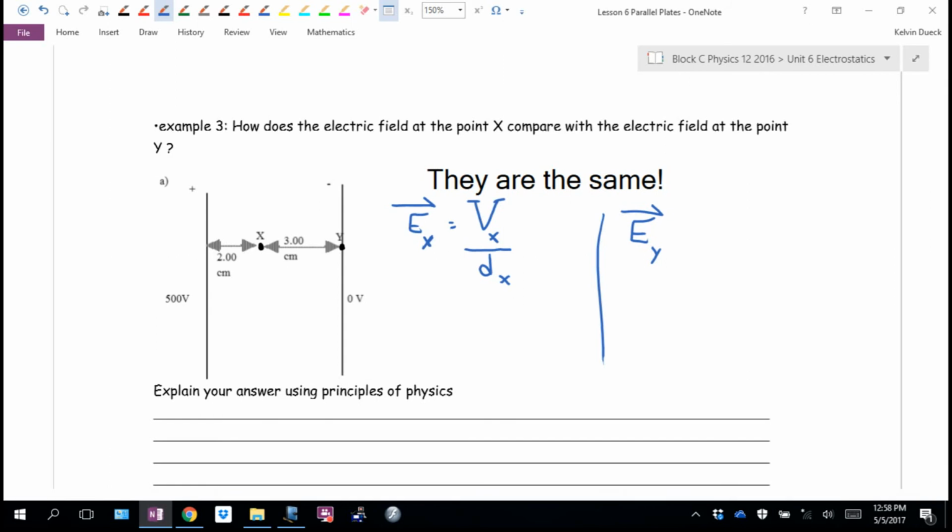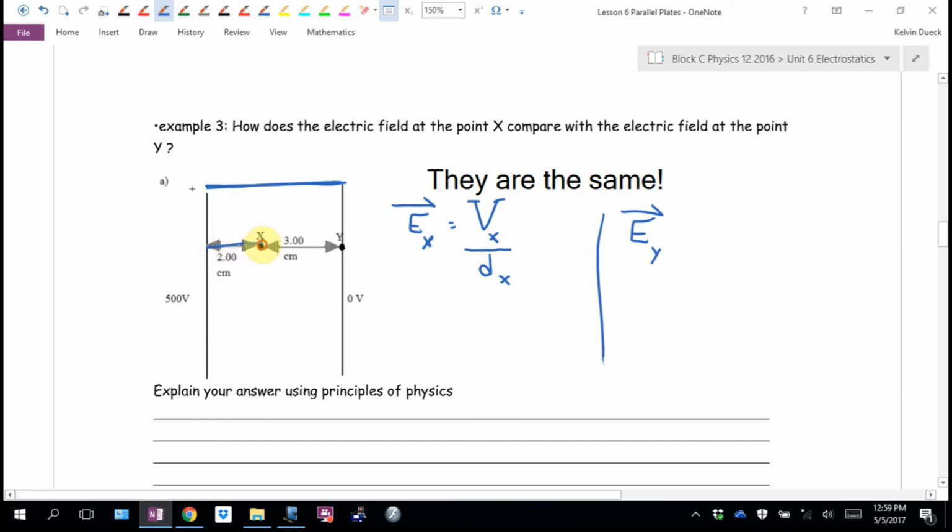So you ready to put everything together? Marcus, I'm going to pick on you. You ready? How far from here to here? Good. How many volts from here to here? 500. So each centimeter is how many volts? 100. Yeah. So you ready?